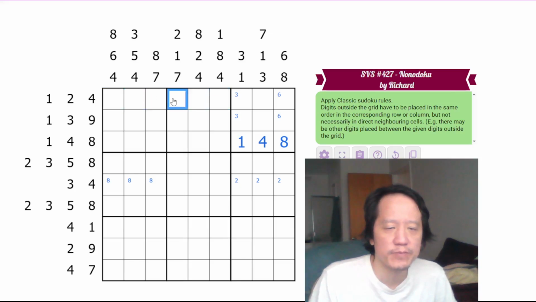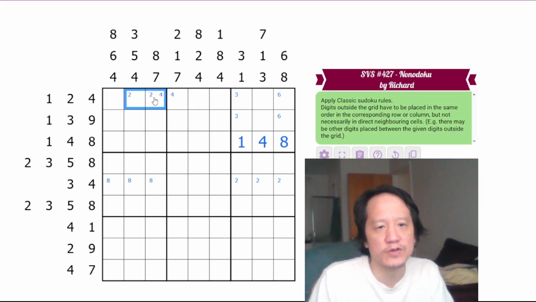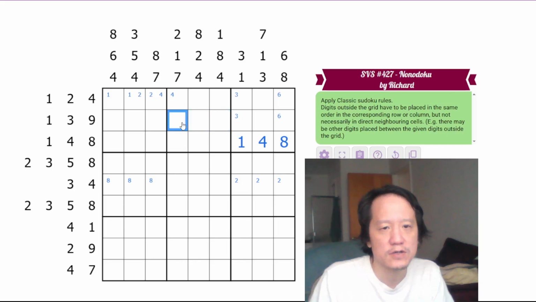So therefore, it must be one of these two, which means 2 must be one of these two, which means 1 has to be one of these two. That means 1 here has to be one of these. So 1 is one of these three. 3 has to be one of these. Okay, 3.